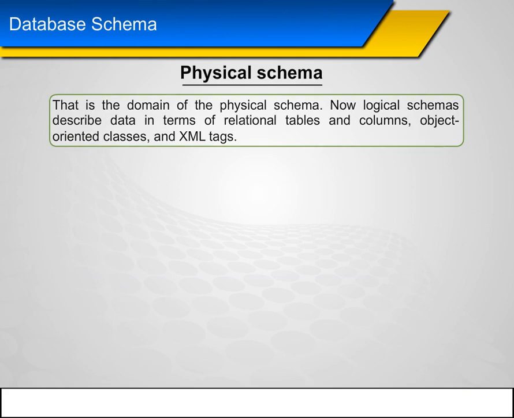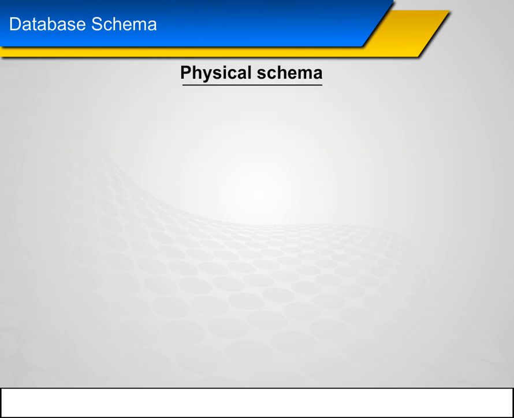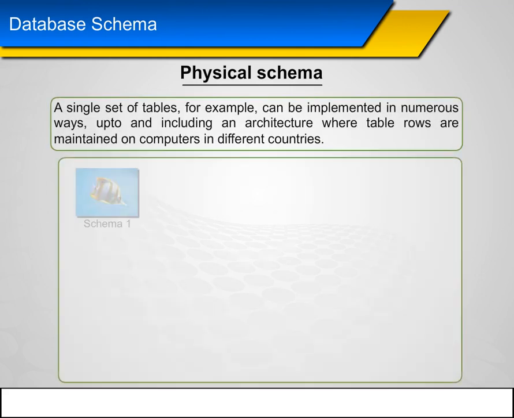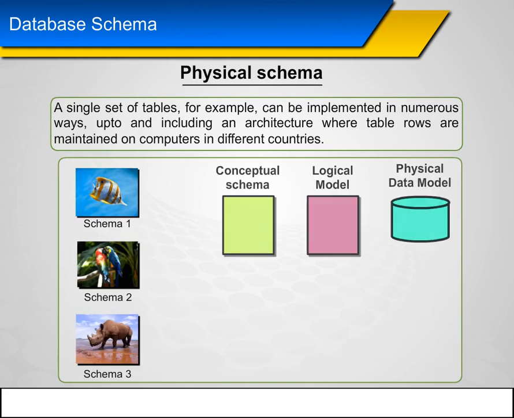Now, logical schemas describe data in terms of relational tables and columns, object-oriented classes, and XML tags. A single set of tables, for example, can be implemented in numerous ways, up to and including an architecture where table rows are maintained on computers in different countries.